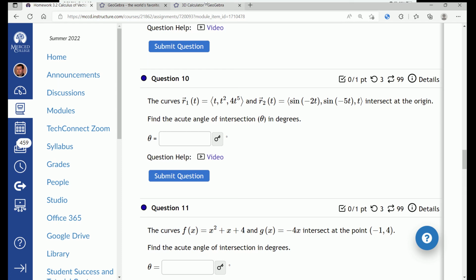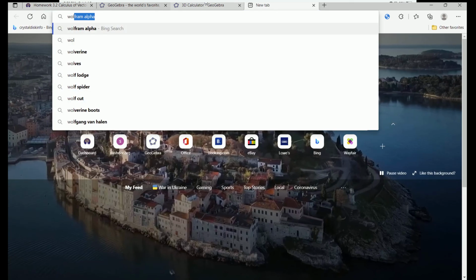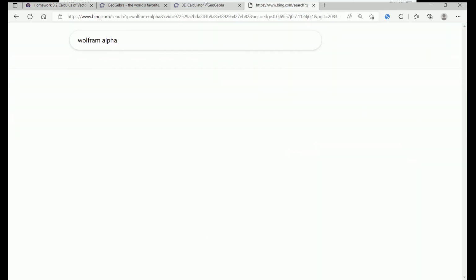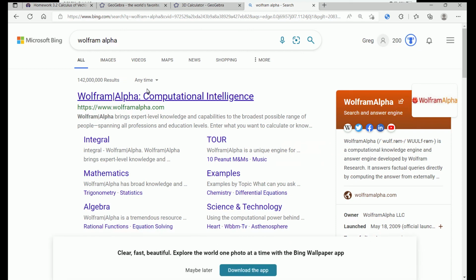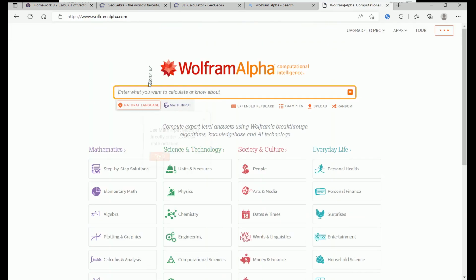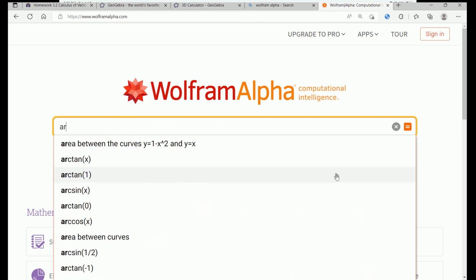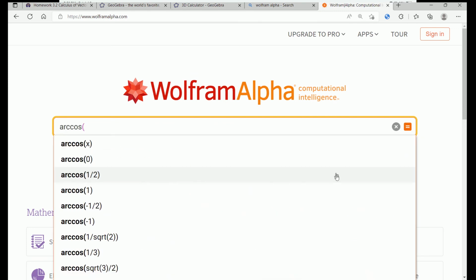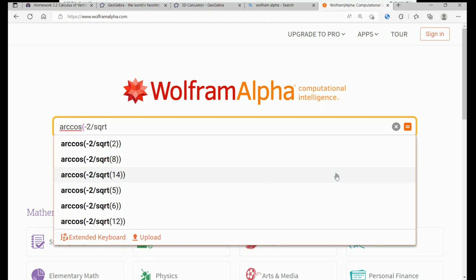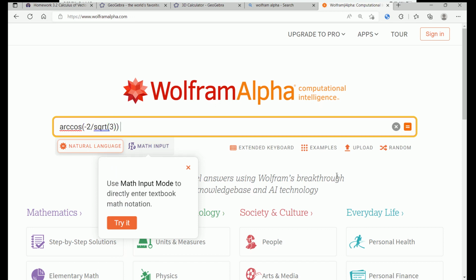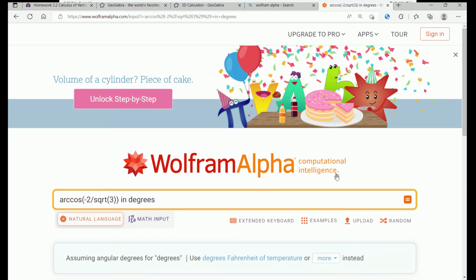Okay. So the way you would do this is typically you need a calculator. And we'll go arc cos. That's the easiest way for me to type it in. -2 over square root 30. And I'm going to try to say in degrees, but I don't know if it'll understand that. And also, I typed it in wrong, right? Because that should have been 30.